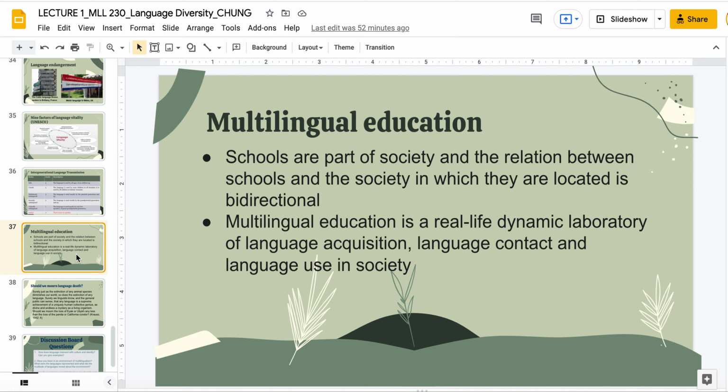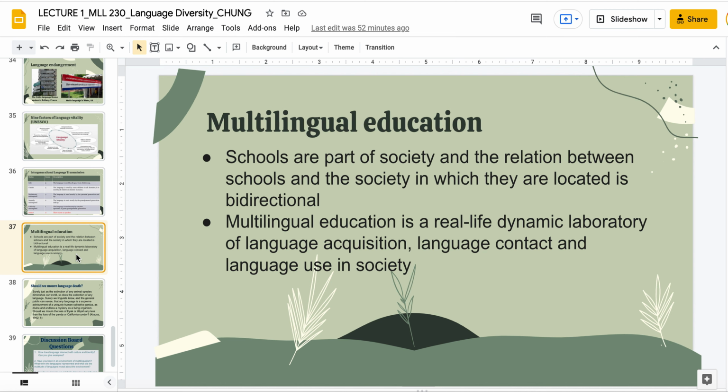Your book talks about the prevalence of schools. So schools, education plays a big role. Schools are a part of society in which they allow for language acquisition, language contact, language use in society.